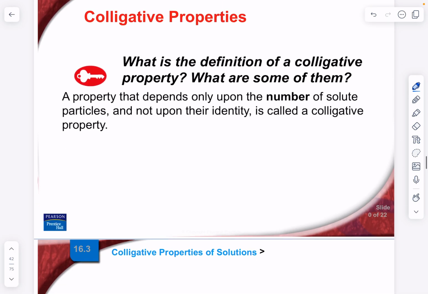So colligative properties depend upon the number of solute particles. We don't care so much in terms of what they are, what their identity is. We don't care if they're atoms or molecules or ions. Now later on, we're going to modify that statement just a little bit when we get to the van 't Hoff factor. But that's towards the end of chapter 16. Mostly the more particles, regardless of what they are, the more a certain property of the solution is going to be affected.